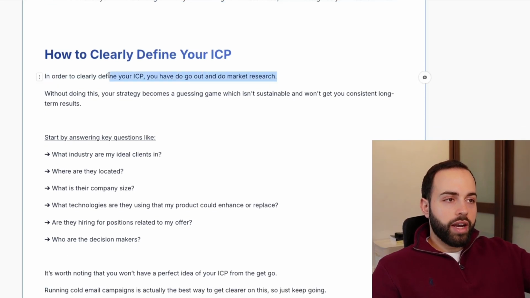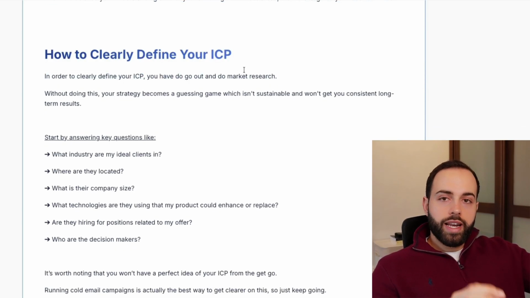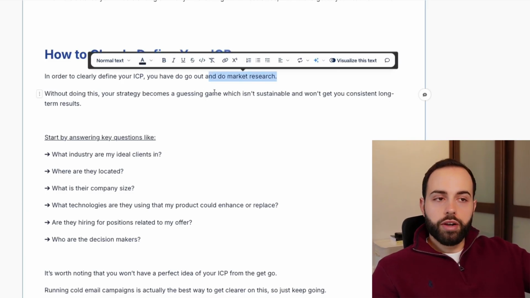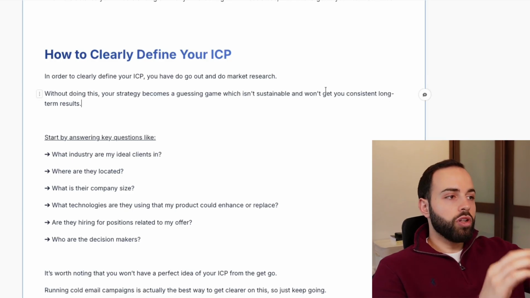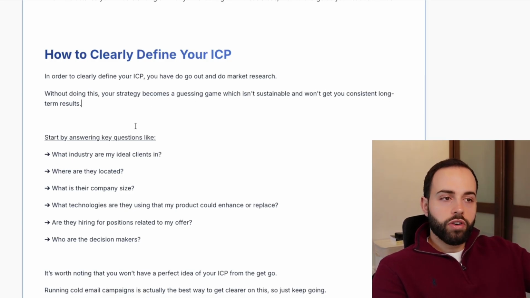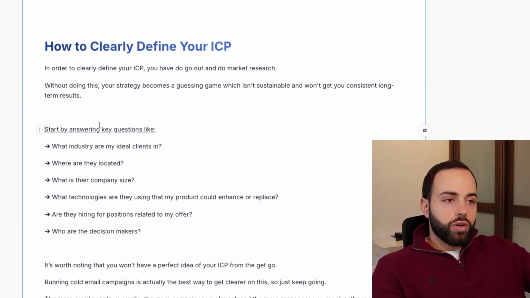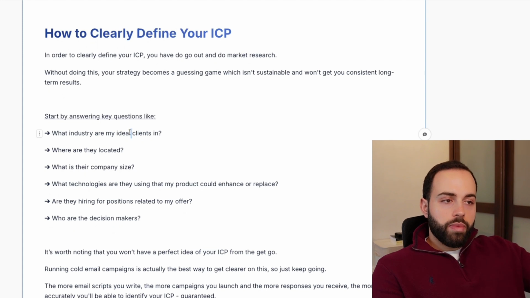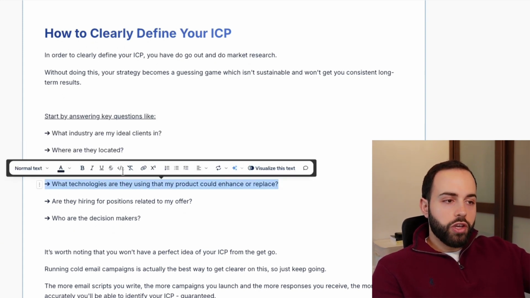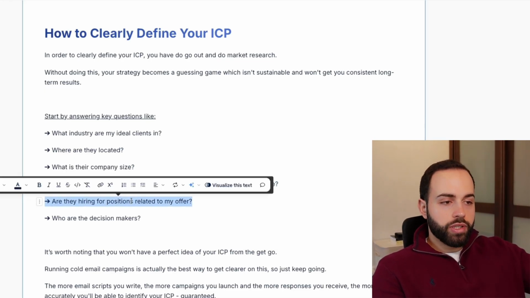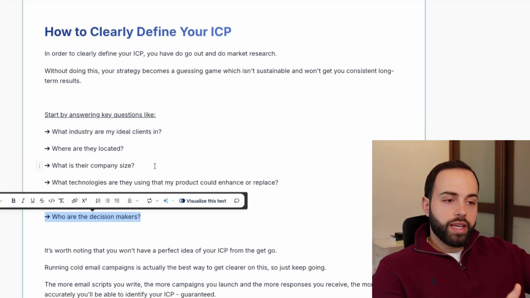So in order to define your ICP, you have to go out and do market research. There's no other way that you can identify who your ICP is if you don't do any market research. Without doing this, your strategy is going to be a guessing game, and it's not going to be sustainable, and you're not going to get consistent long-term results. So a couple of key questions that you can start answering are: what industry are my ideal clients in? Where are they located? What is their company size? What technologies are they using that my product or service could enhance or replace? Are they hiring for positions related to my offer? And who are the key decision makers?